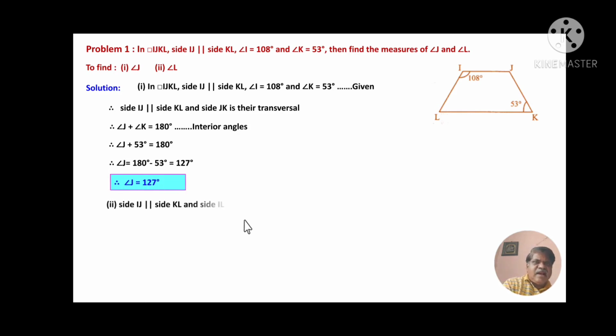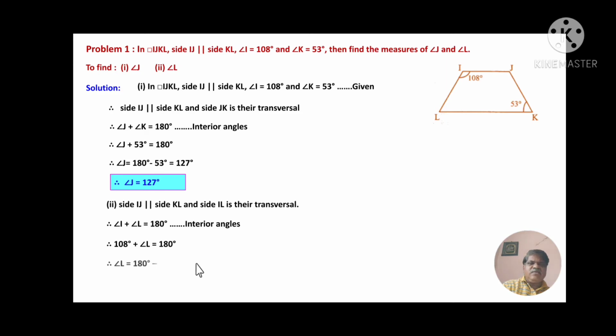Second, side IJ is parallel to side KL and side IL is the transversal. So here you will get that angle I plus this angle L will be 180 degrees. These are also forming interior angles. So friends, we can write that we will substitute the value of I, that is 108 plus angle L is equal to 180. Therefore, angle L is equal to 180 minus 108. So subtraction is 72 degrees. Therefore, we can write that angle L is equal to 72 degrees. I think you understood this problem number 1.